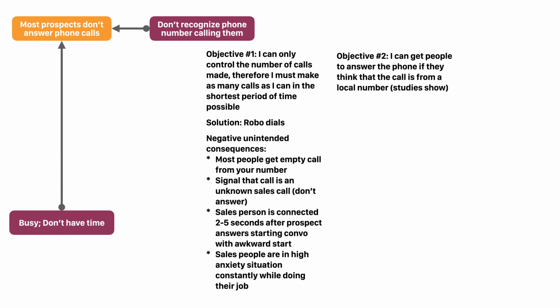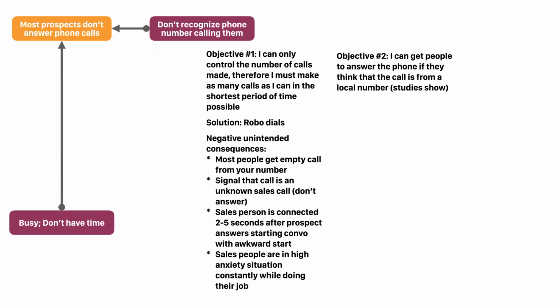The signal that the call is an unknown sales call is the fact that it showed up and then dropped off. Have you ever had that happen, where a call starts and then it stops? Oh, yeah. That's probably because you were part of a robodial. And that sends a signal reinforcing, I bet that was a sales call. I'm not going to answer that one again.